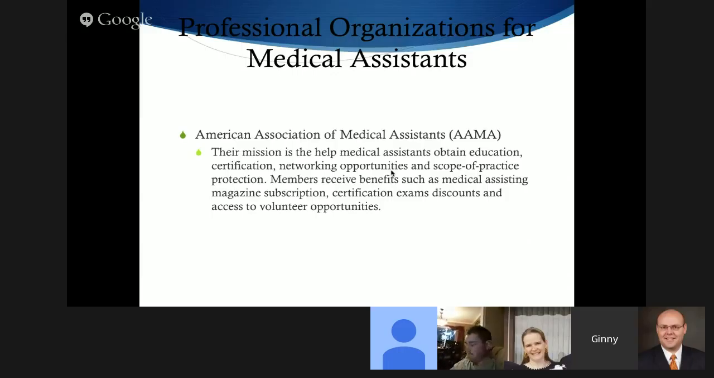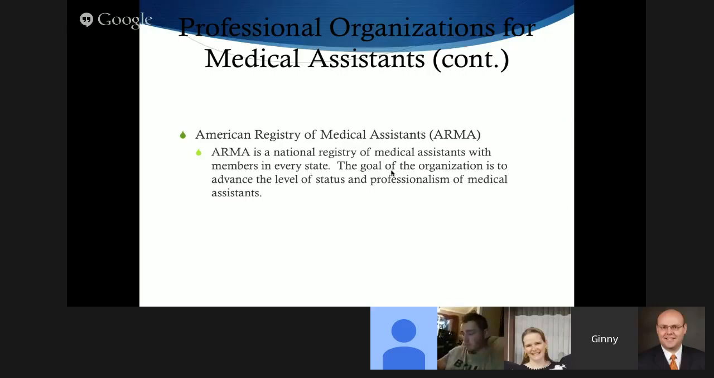Okay, so the American Association of Medical Assistants, their mission is to help medical assistants obtain education, certification, networking opportunities, and scope of practice protection. Members also receive benefits such as a medical assisting magazine subscription, certification exam discounts, and access to volunteer opportunities. The American Registry of Medical Assistants is a national registry of medical assistants with members in every state, and the goal of that organization is to advance the status and professionalism of medical assistants.